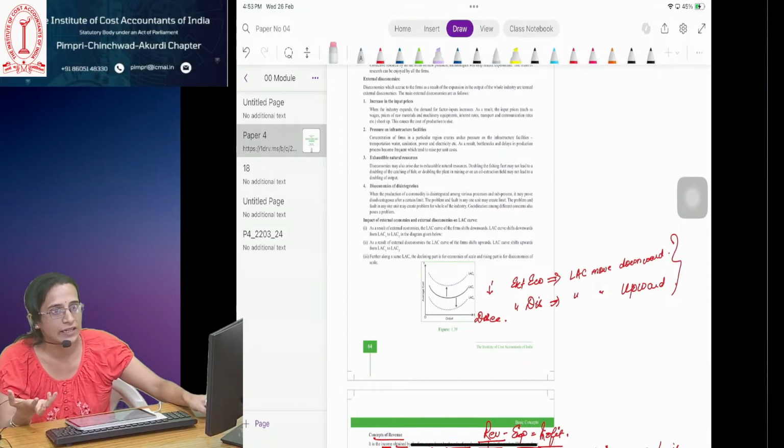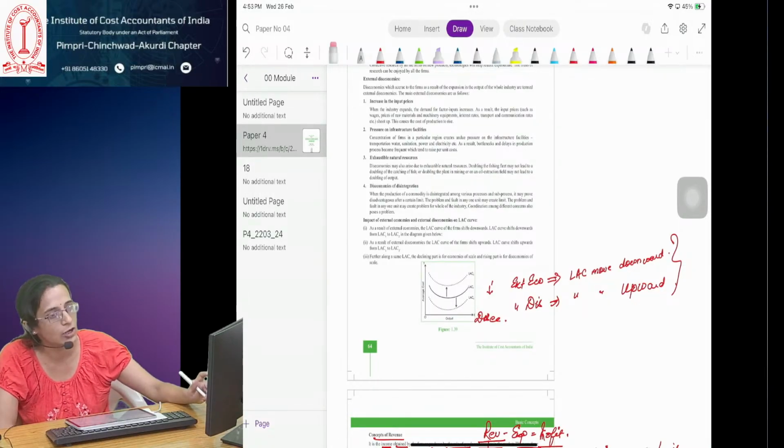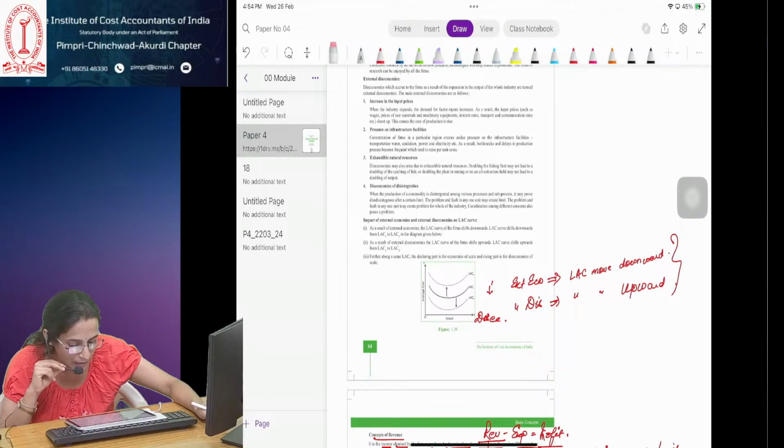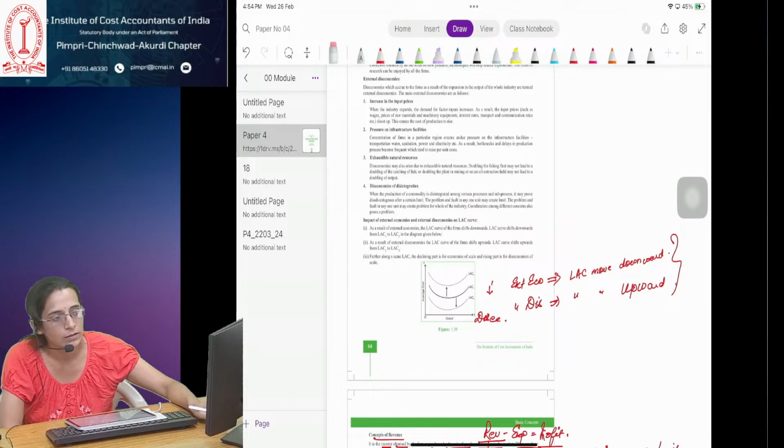If the price of raw material is high, what will happen? Cost of production is high. High cost of production is a disadvantage to the firm. Every firm in the industry will have this disadvantage, that is the diseconomy, that its cost of production is high. When the industry expands, the demand for factor inputs increases. As a result, the input prices such as wages and prices of raw material shoot up. This causes the cost of production to rise.